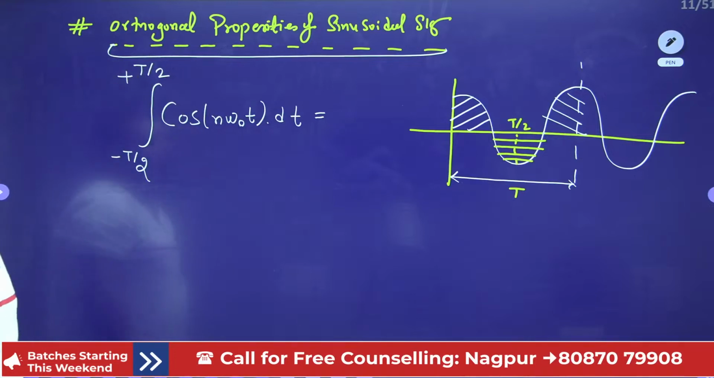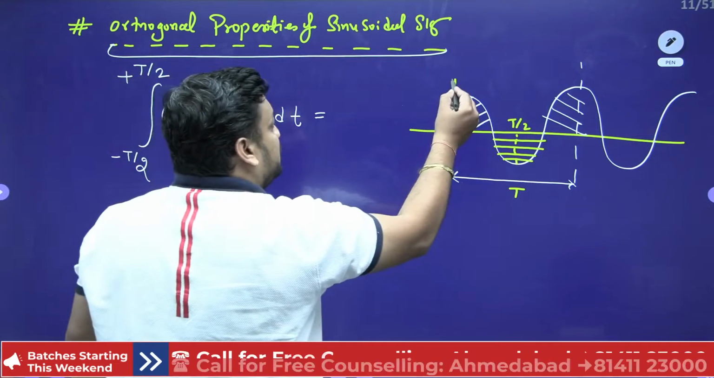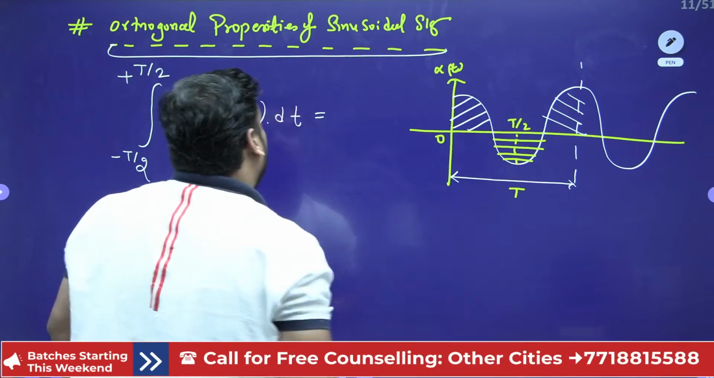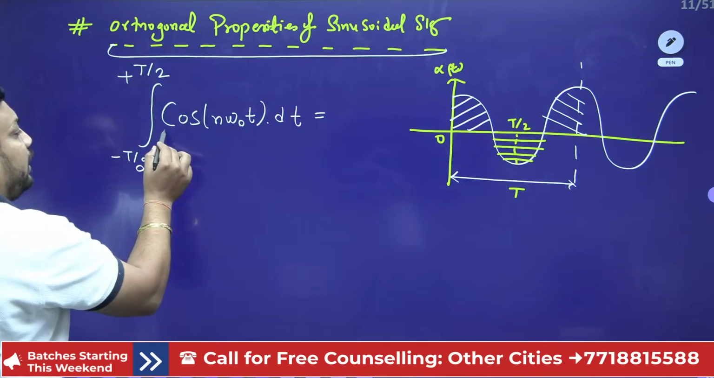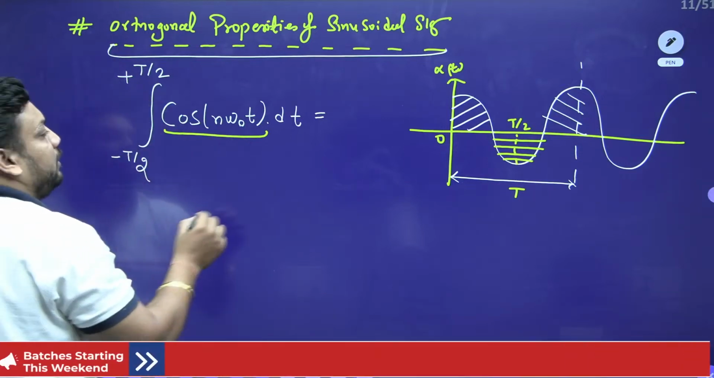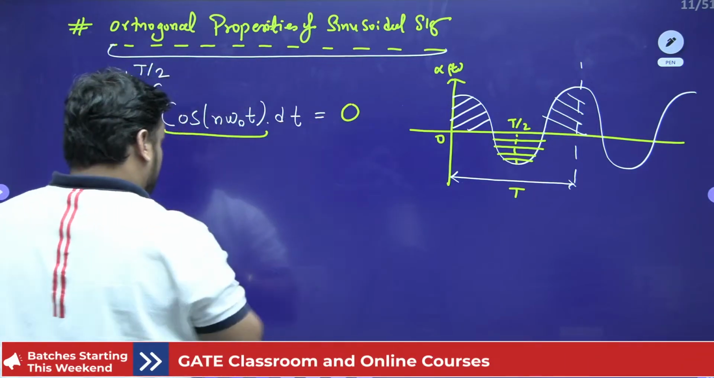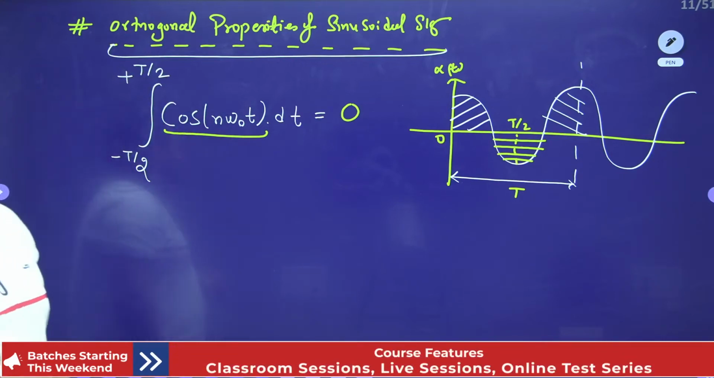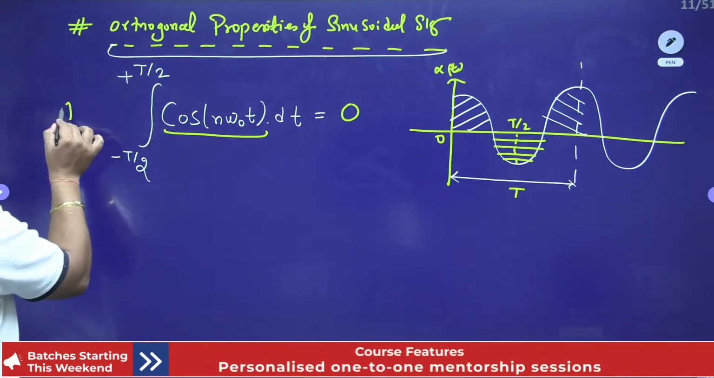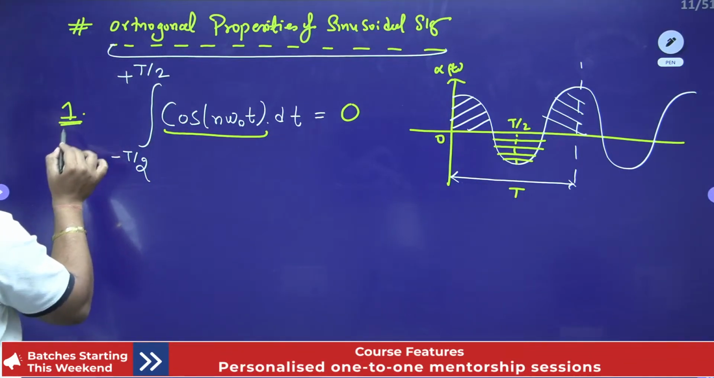It means what you can say, my dear student, is that if it is your x(t) waveform or cos of t waveform, then the area for any sinusoidal waveform within the overall fundamental time period is always equal to 0. Is it clear, beta? Is it clear? So I am noting this as property number 1 of the orthogonal set of properties.